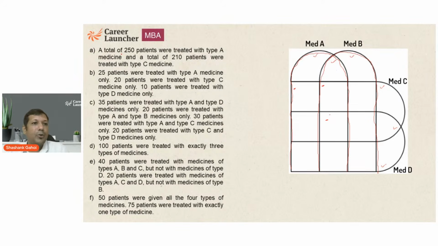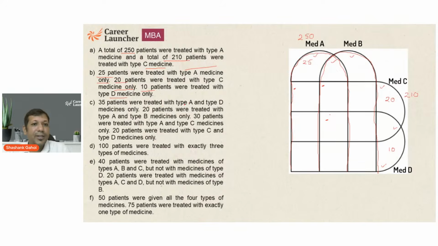So I'm going to take the first point. Medicine A is 250. Medicine C was 210. So this is 210. 25 were only A. So this comes out to be 25 only A. 10 were treated with D only. So this is D only. 20 were treated with C only. So this comes out to be 20.